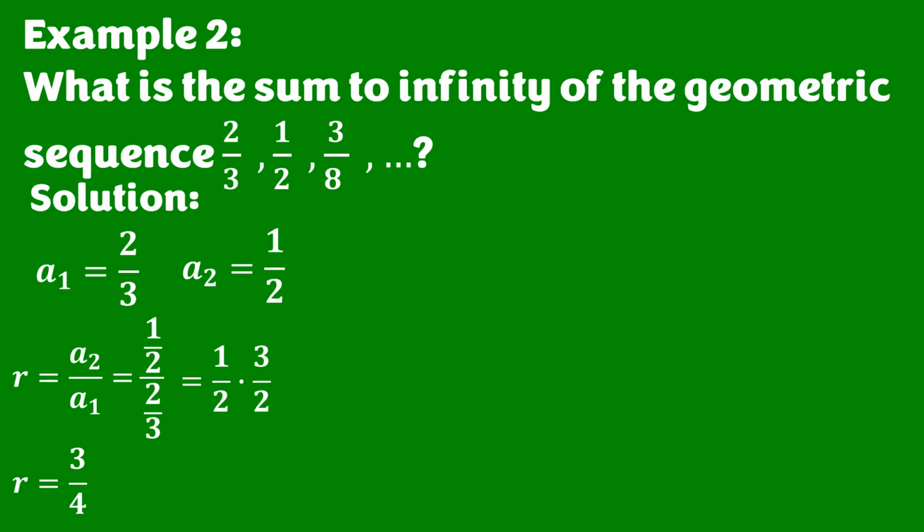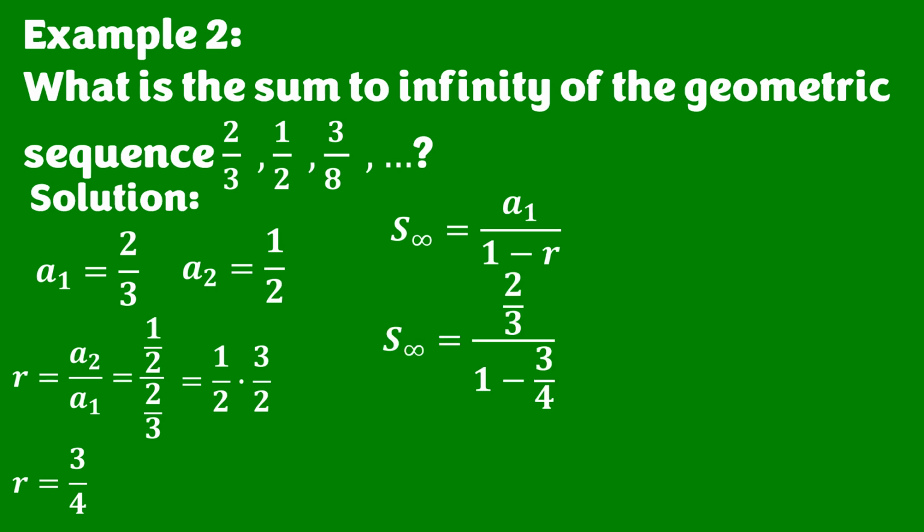So since the value of r, or since 3/4, is greater than 0 but less than 1, and we were asked to determine the sum to infinity of the geometric sequence, we're going to use the formula s sub infinity is equal to a sub 1 all over 1 minus r. We're going to substitute the value of a sub 1 and r in the formula. So we have s sub infinity is equal to 2/3, that is the value of a sub 1, all over 1 minus 3/4. 3/4 is the value of r. And then simplify: 1 minus 3/4 is equal to 1/4.